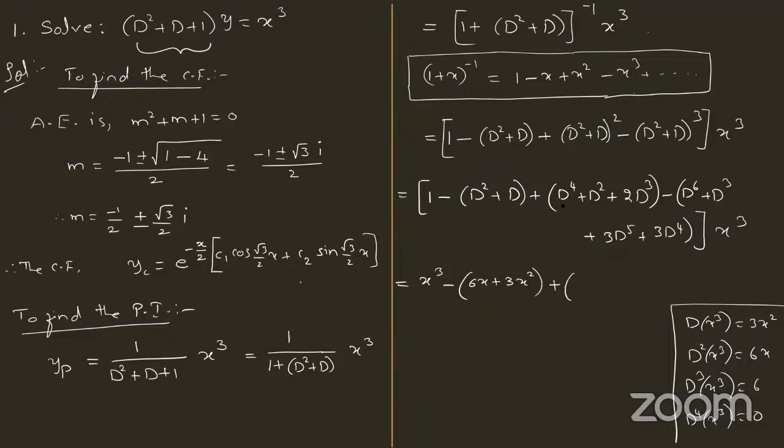And then see what you have. D⁴. The first term is D⁴. D⁴ of x³ is 0, plus D² of x³. See how much it is? 6x, plus 2 times D³ of x³. You know, it is 6, so 2 times it is 6. Then there is a minus sign, you see, minus.